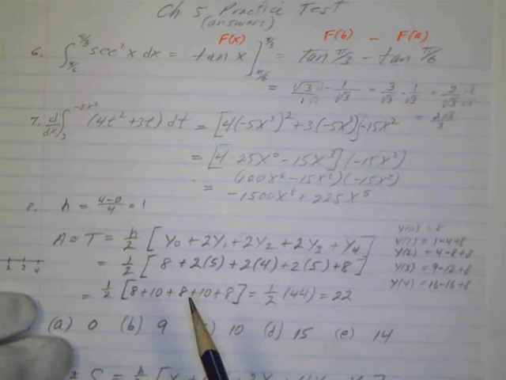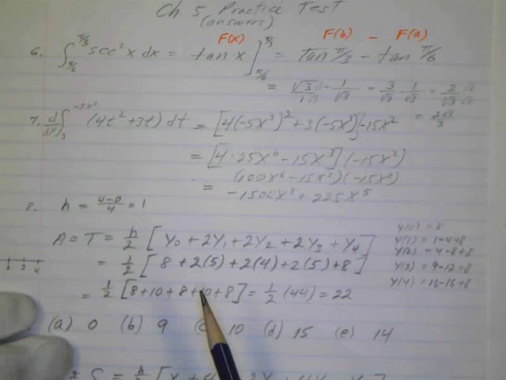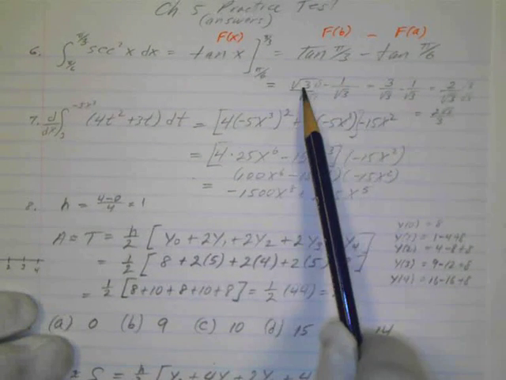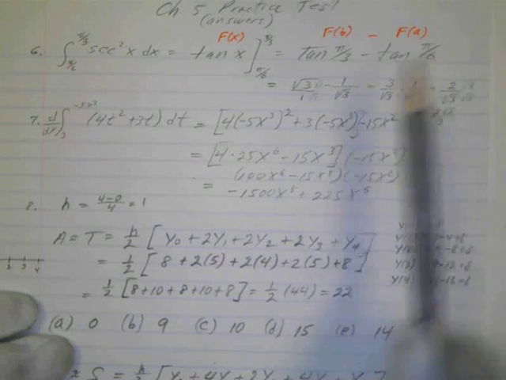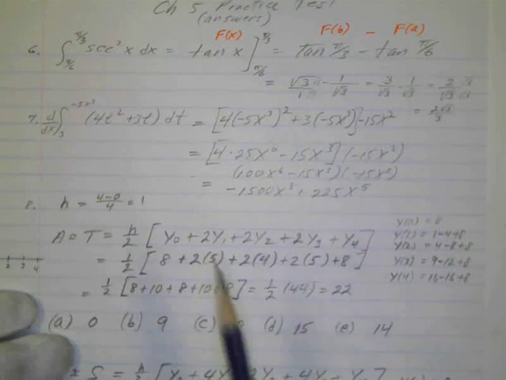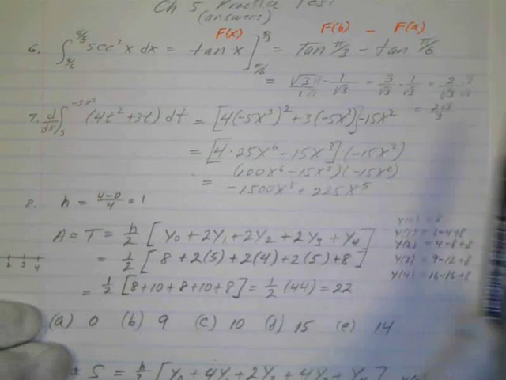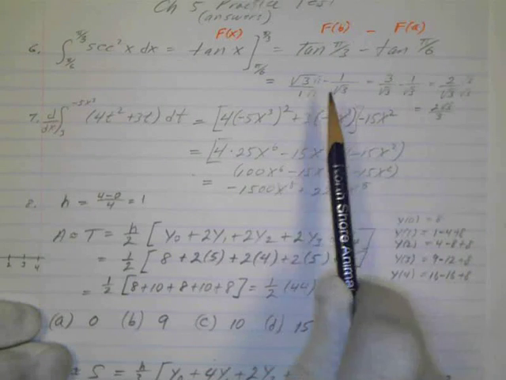What's the tangent of pi over 3? The tangent of pi over 3 is the square root of 3. And what's the tangent of pi over 6? 1 over the square root of 3. So I've got the square root of 3 minus 1 over the square root of 3. You can leave it like that. You can choose to simplify it, and that's fine too. We can simplify this by getting a least common denominator.